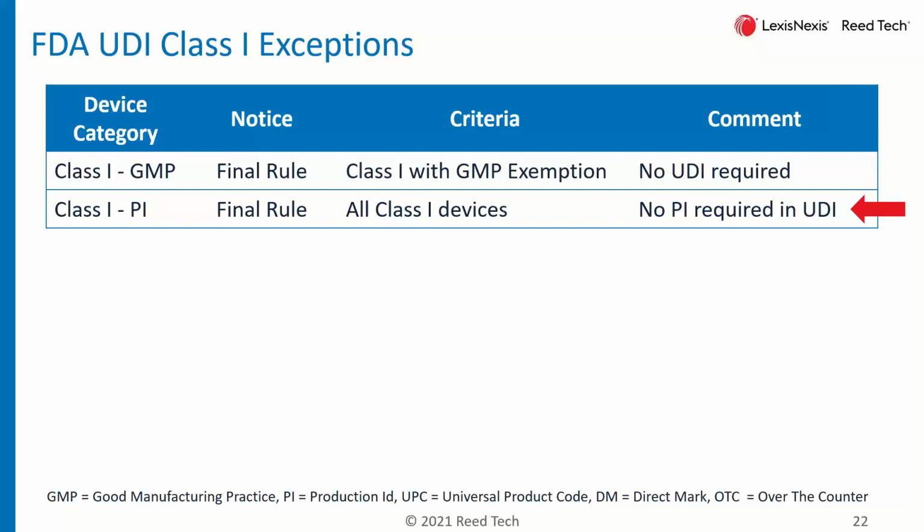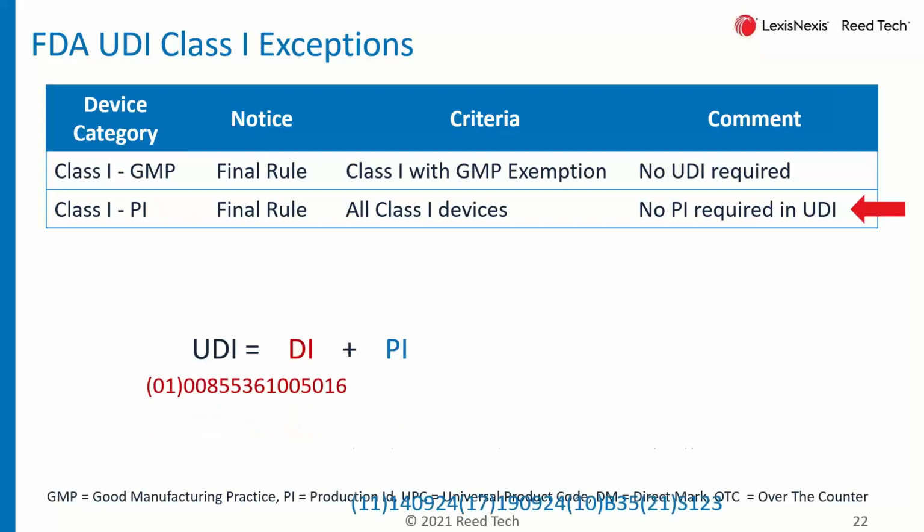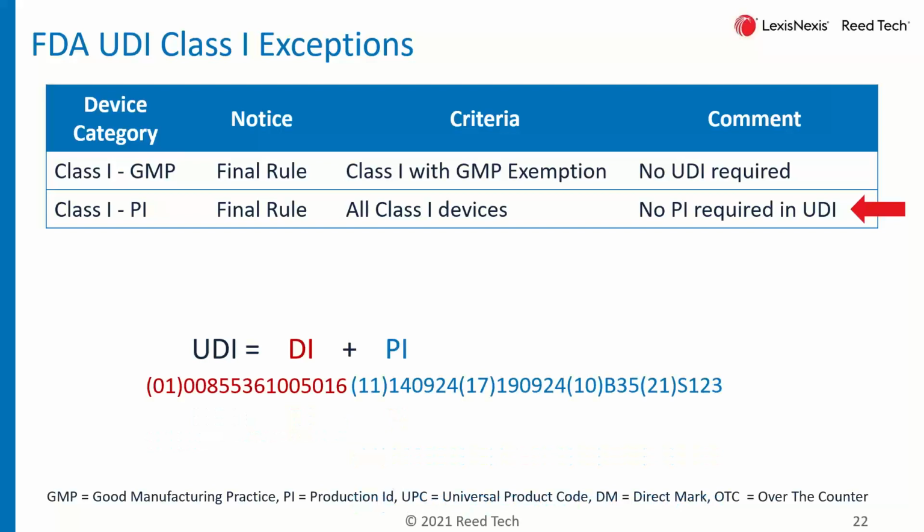So let's go on to the next example. We've got the Class I with the production identifier. Here we have no production identifier required in UDI. And you'll recall when Gary was presenting on this, the UDI was the device identifier and production identifier. So here we strike out the production identifier and it's no longer required.